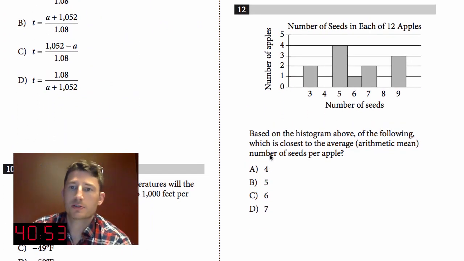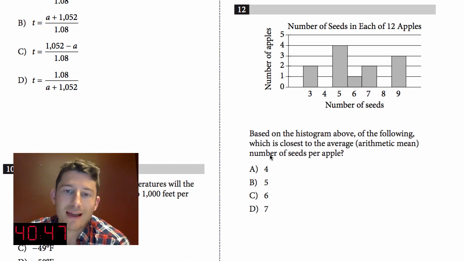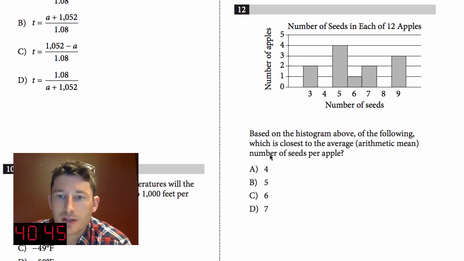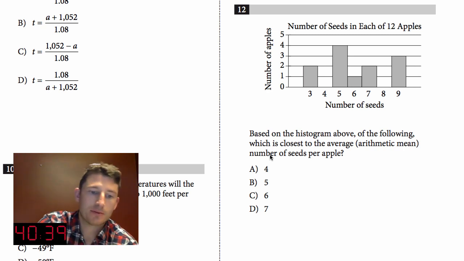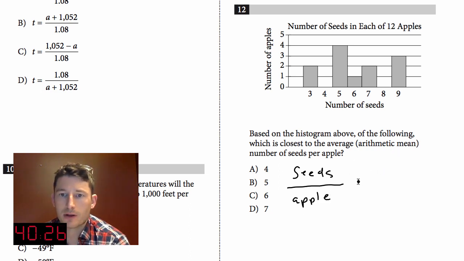Number 12 says, looks like we have a chart here with a number of seeds in each of 12 apples. There's a number of apples, number of seeds. So we've got apples and seeds. Based on the histogram above, which of the following is closest to the average number of seeds per apple? So let's write that down so I know what they want. We're looking for seeds per apple. So how can I figure that out? Well, I guess first let's figure out how many apples there are.